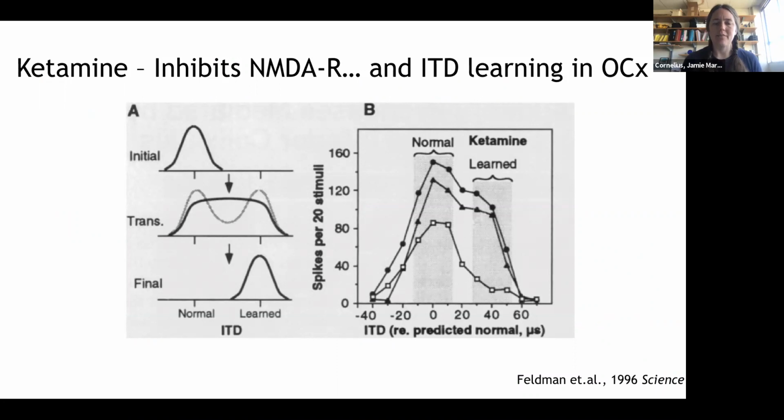In owls, if you give ketamine, which is an inhibitor of that NMDA channel, in other words, it prevents it from functioning normally, it prevents it from opening, then you also inhibit the ability to learn a new response. So if you look at activity in the OCX, you have the normal responses here, and then learned responses here when there's no ketamine present. So that's the control.